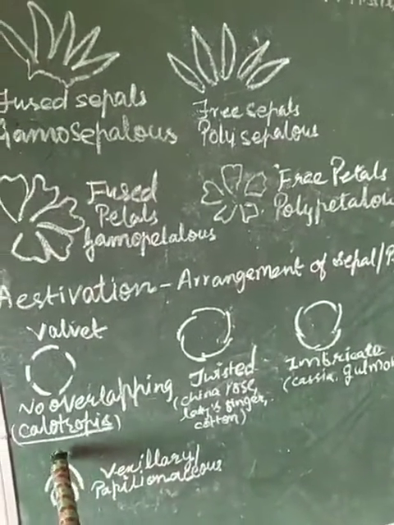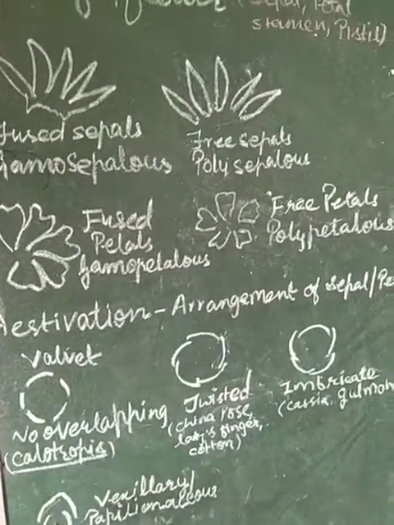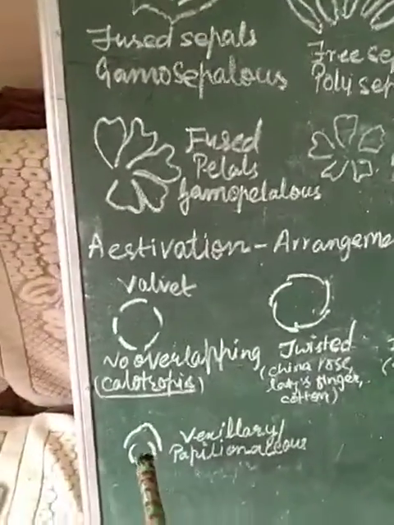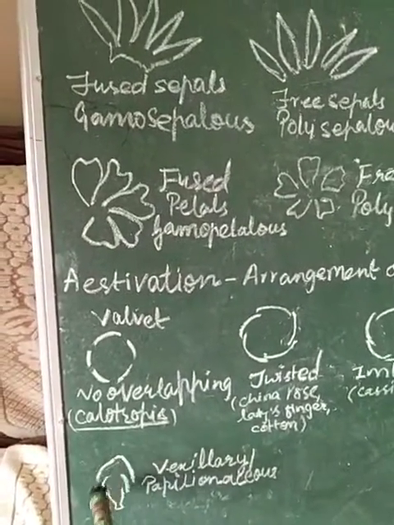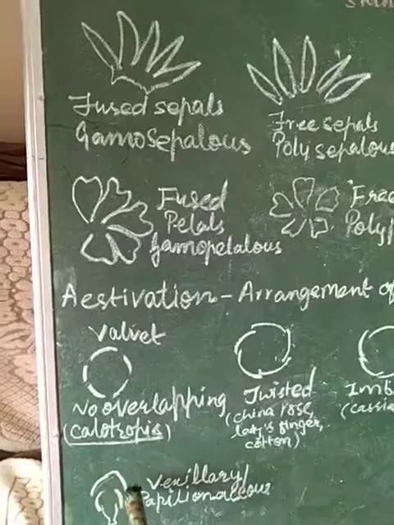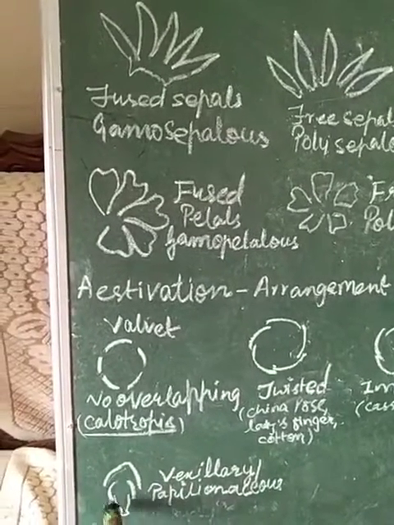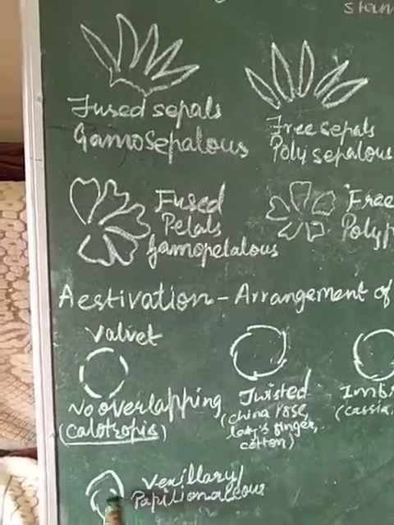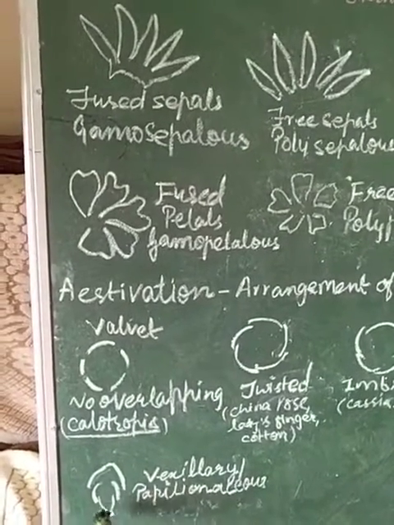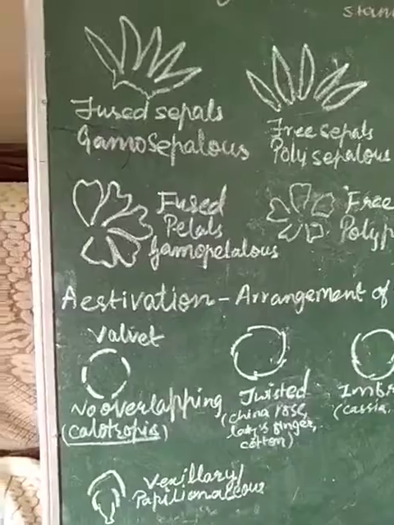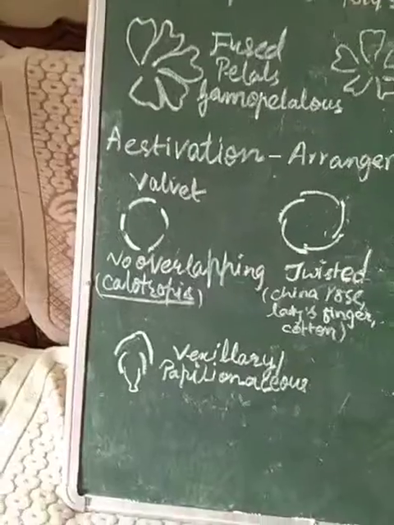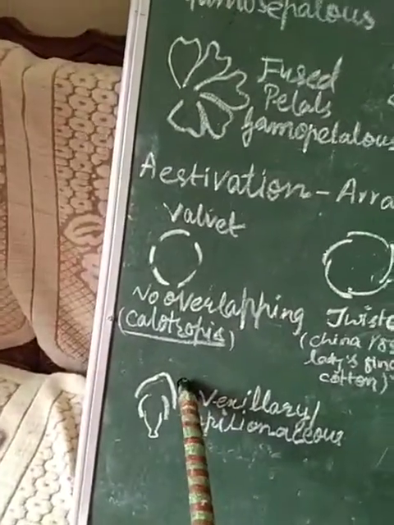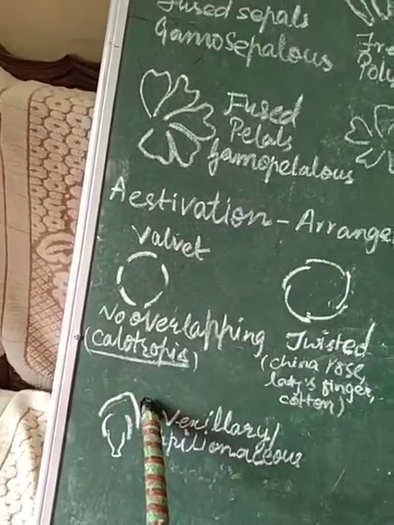Now here it shows the bilateral symmetry. Here you can see there is one particular larger petal or sepal, followed by 2 sepals or petals, and then 2 more which are fused. So here it is the large one, the standard petal.